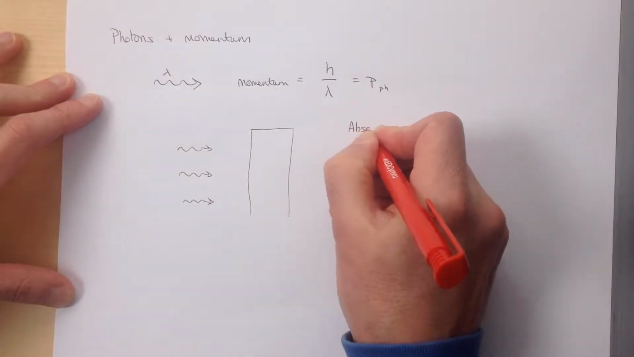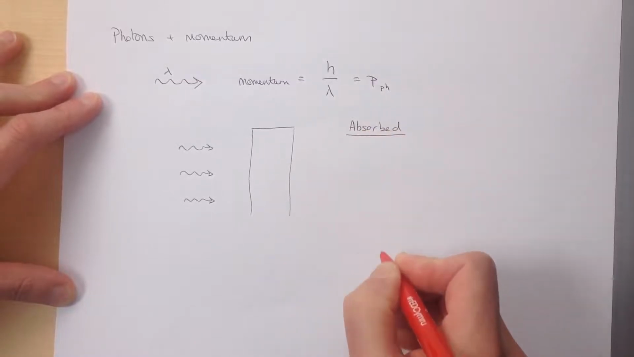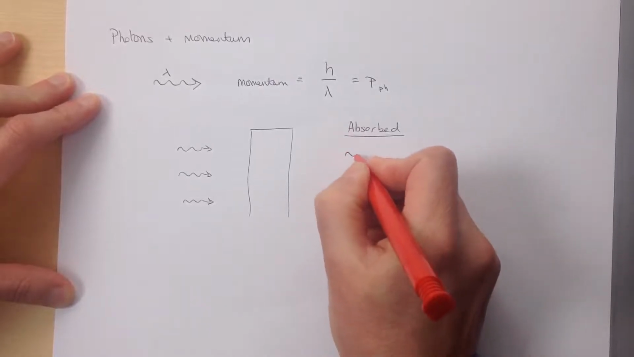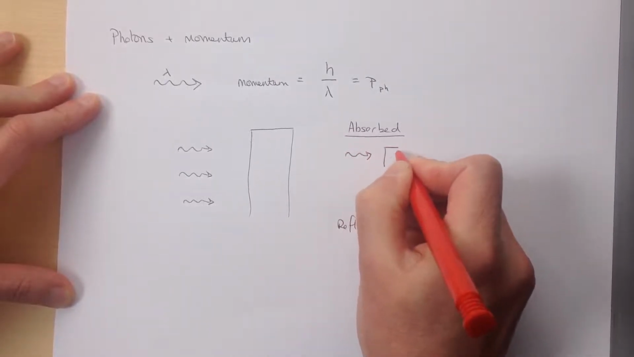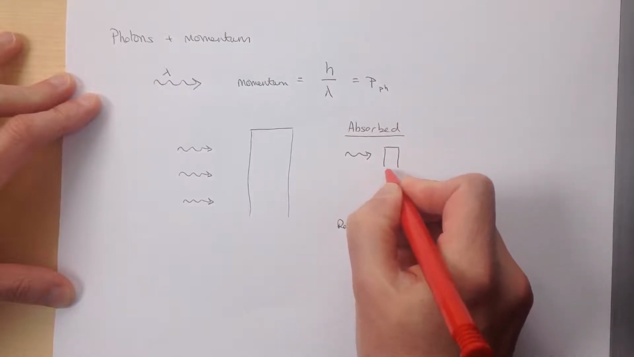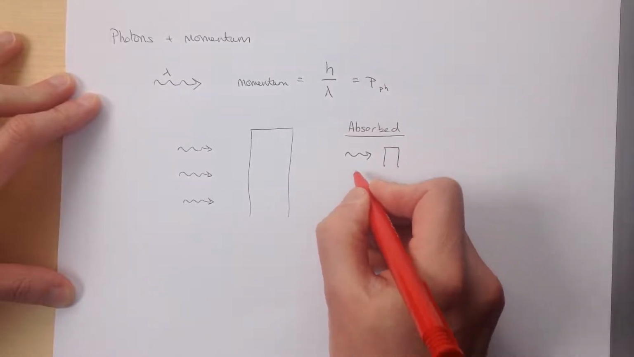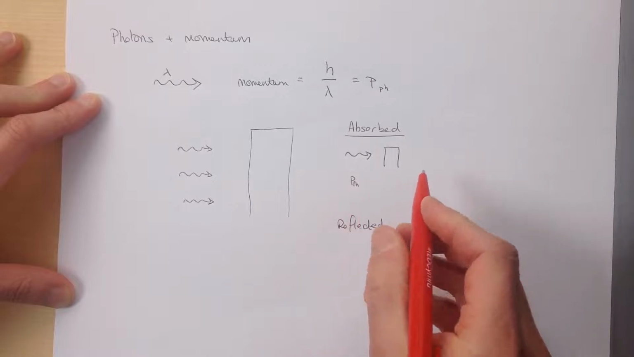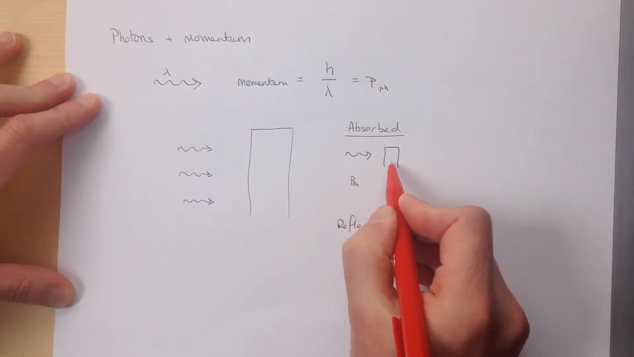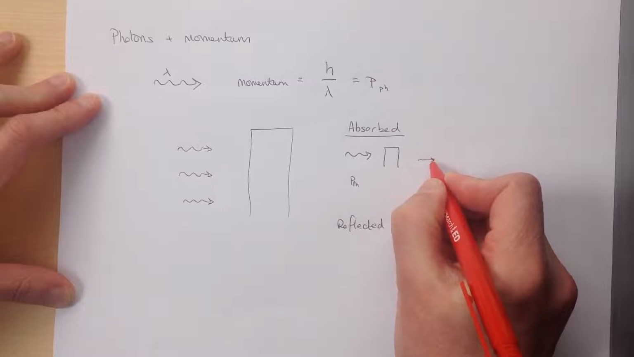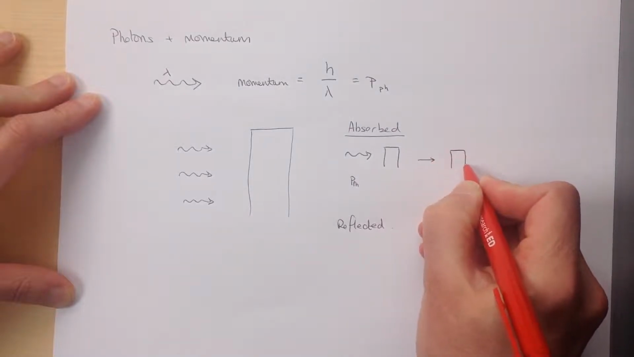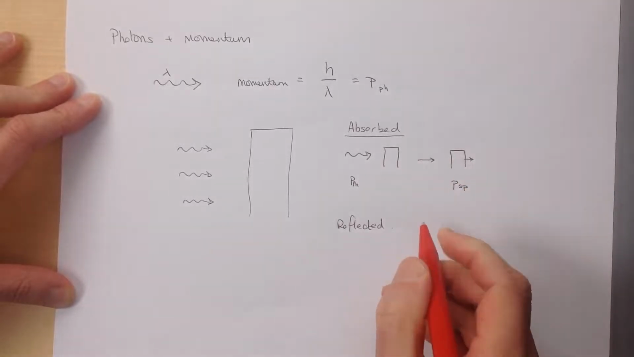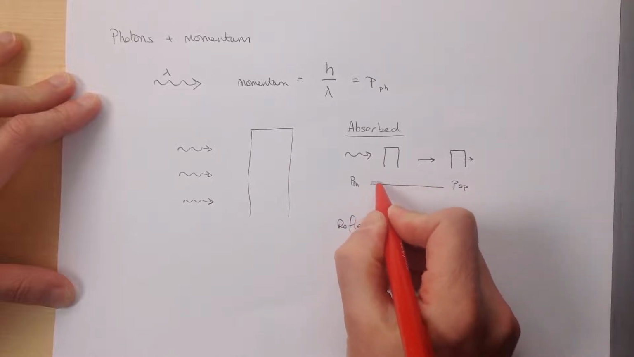Now, we've got two processes that can happen. We can have things being absorbed, or we can have things being reflected. Now, we've got our photon, and we've got our solar panel, and this has got zero velocity. It will have zero momentum, but the photon will have momentum. And so beforehand, there'll be this momentum. If this photon gets absorbed, well, that momentum has got to go somewhere. And so what ends up happening is the solar panel ends up moving. And so the solar panel will end up having the momentum of the photon.